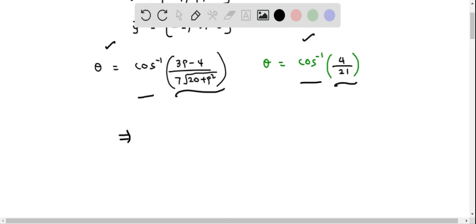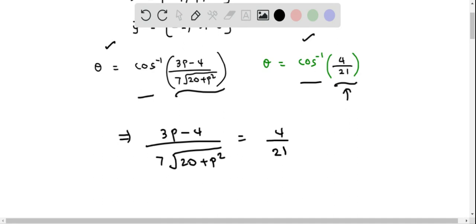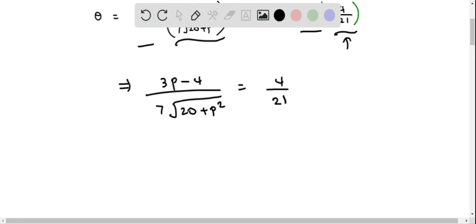And so we can write down the expression (3p minus 4) divided by 7 times square root of 20 plus p squared, and this equals the expression in this cosine inverse, which is 4 over 21. So we have to write this in the form such that we get the variable on the one side and the numbers on the other side. Since we have a square root in the denominator of the left side, we are going to square both sides of the expression.